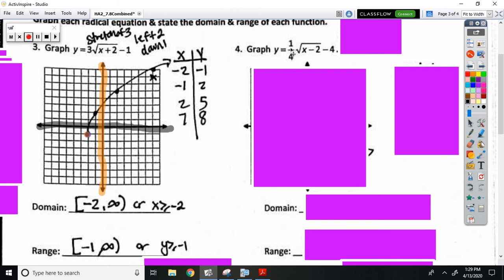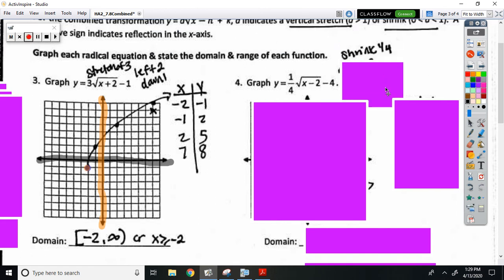So this 1/4 we see here as a fraction is telling us that it is a shrink of 1/4. The -2 inside is telling me to shift left or right. Remember, normally we think negative would go to the left, but it's the opposite direction, so that'll be right 2 and down 4.